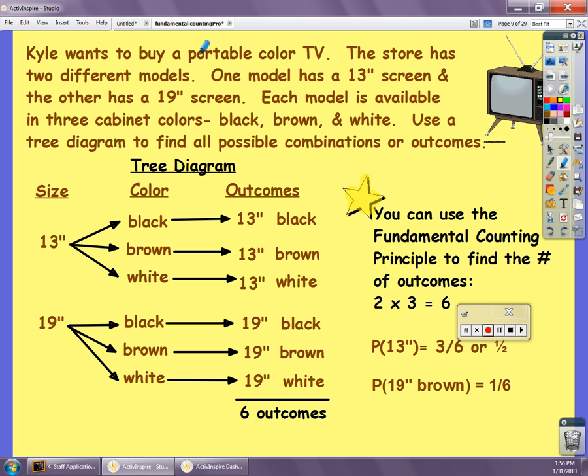The same thing happens here. Kyle wants to buy a portable TV. One model has a 13-inch screen or a 19-inch screen. Then you could get 3 cabinet colors. If you just wanted to know the total number of outcomes, instead of making a tree diagram, which you can see right here, you could take that there are 2 choices for screen size, 19 and 13. Then you get 3 choices for colors. If you multiply 2 times 3, we would know right from the beginning that there is a total of 6 outcomes. And then you can list those outcomes in a tree diagram in order to find the probability of certain things.